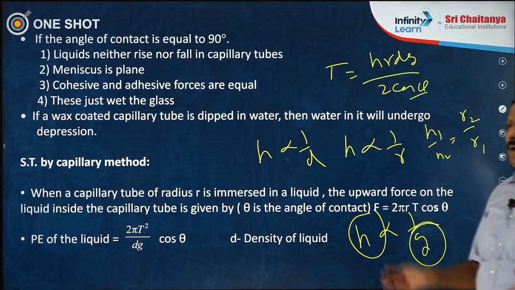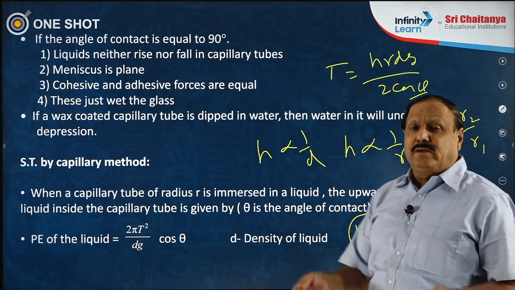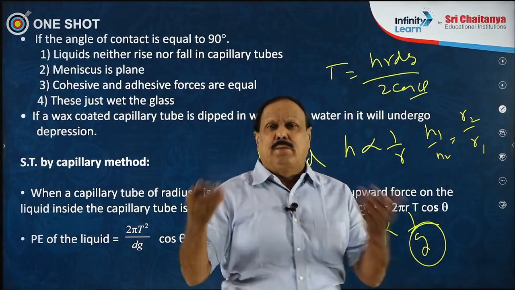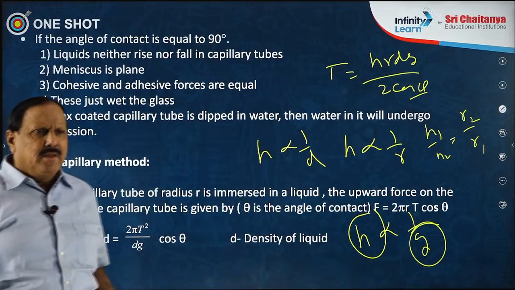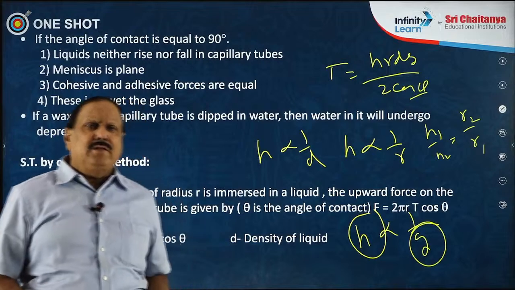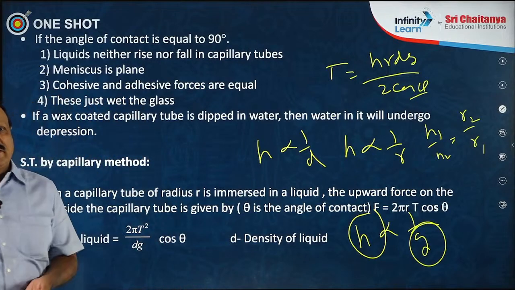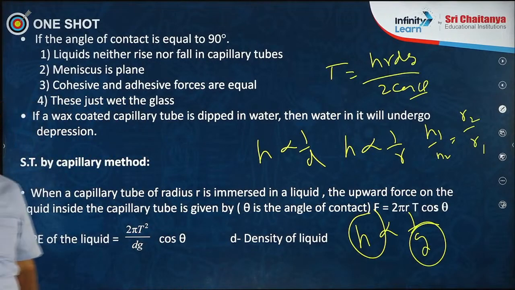For example, if the capillary tube system is placed in a lift and the lift is going up, g is replaced by g plus a. If the capillary tube system is placed in a lift and the lift is coming down, g is replaced by g minus a. Here remember one more point.